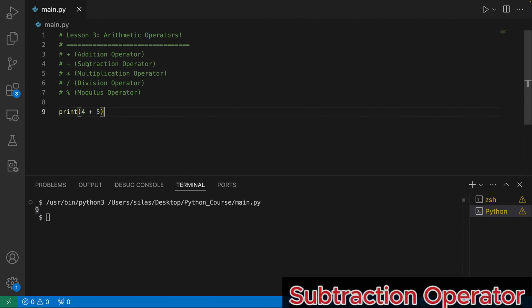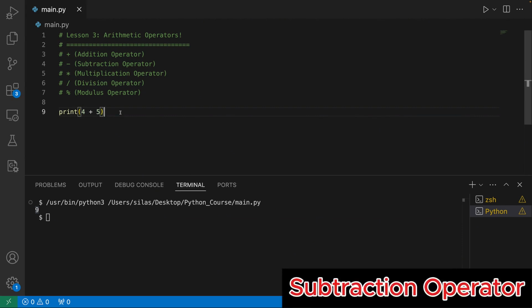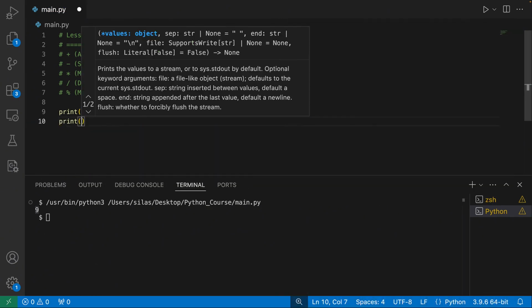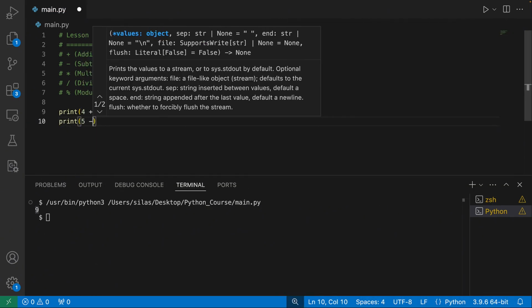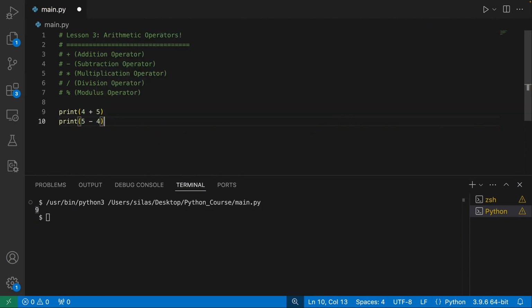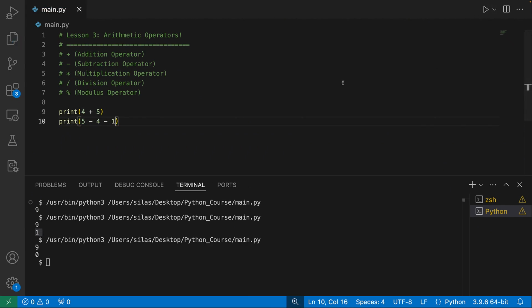But now let's take a look at the subtraction operator. This is quite similar to the addition operator, but instead of adding, we are going to be subtracting. So now 5 minus 4 should equal, well, you should know the answer, and that would be 1. So this is how you use the subtraction operator. And of course, you can also subtract like this as well, just like if you're using it in math, and this is how you would use it.